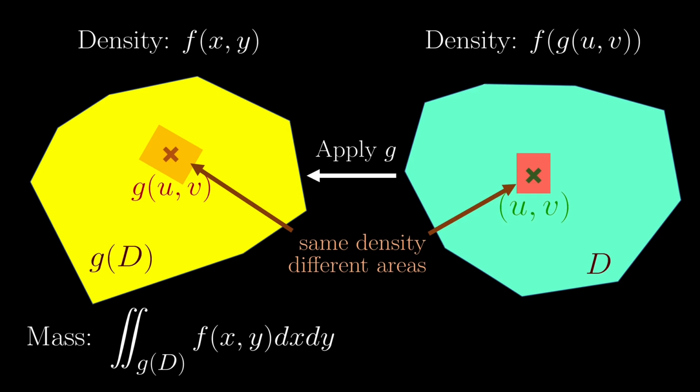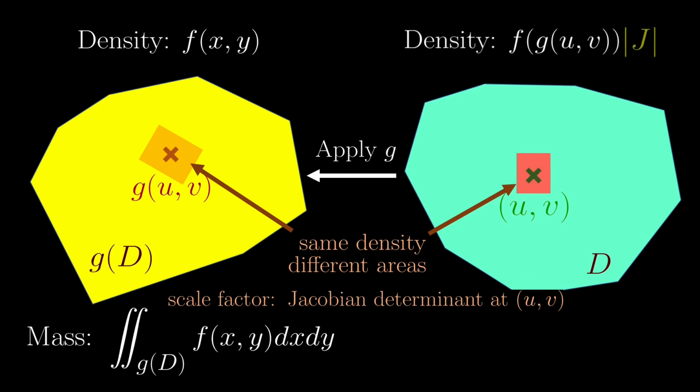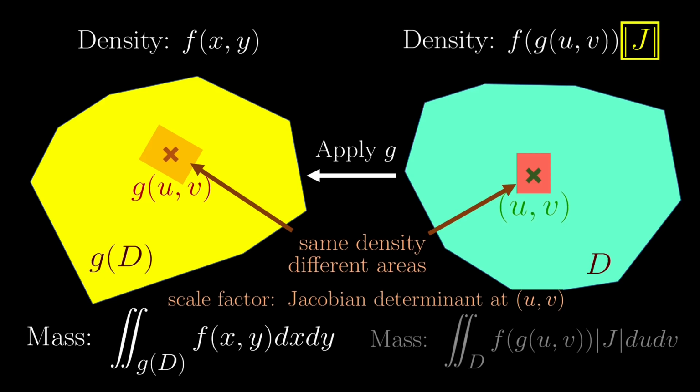The corresponding scale factor for areas near the point u v is precisely the Jacobian determinant at the point u v. So by adding this scale factor to the density, the two small regions now have the same mass. Here, I simply use this J to denote the Jacobian determinant, and so the mass can be represented by this integral. Except this is not quite the full story yet.